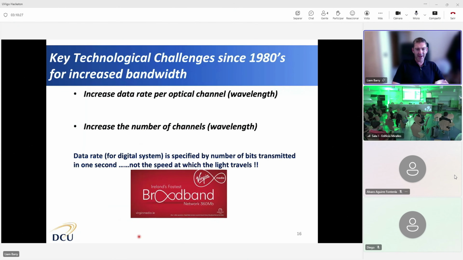Just one important point to make here, I'm sure everybody knows it, but when we talk about a data rate, we're talking about the number of bits transmitted in 1 second. Some people who don't know much about communications often ask, isn't it just the speed of light? But obviously the light travels at a certain speed, but the data rate is always related to the number of bits sent in 1 second.